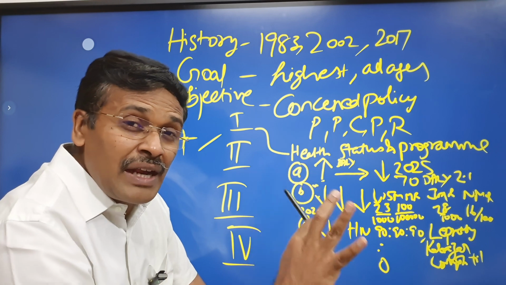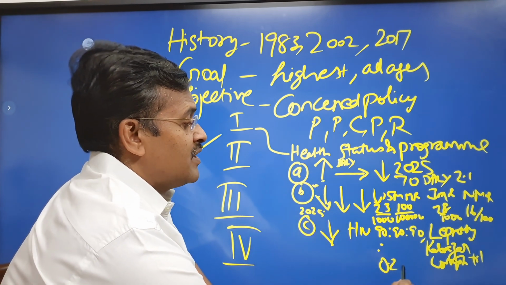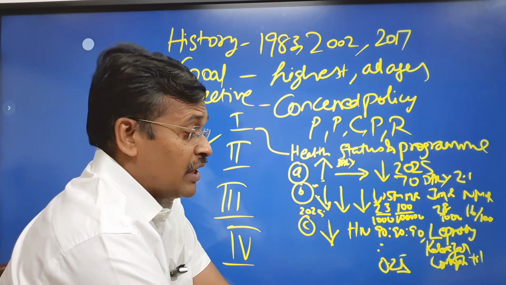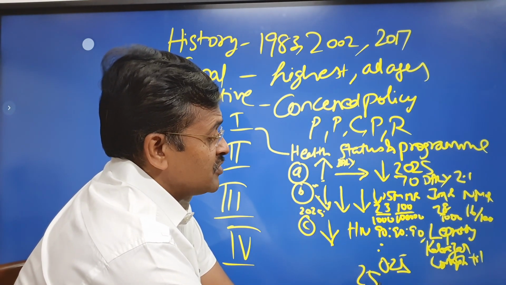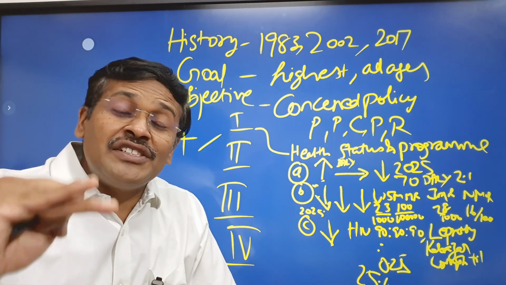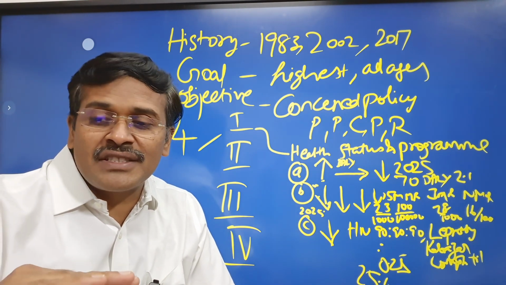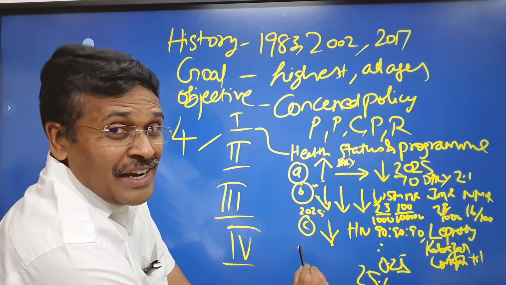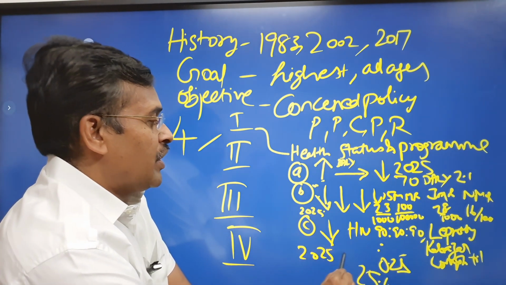Thirdly, we would like to reduce the prevalence of blindness to 0.25. Fourthly, we would like to achieve 25% reduction in premature mortality due to hypertension, diabetes, cardiovascular diseases, cancer and chronic respiratory disease. All these things should again be achieved by 2025.